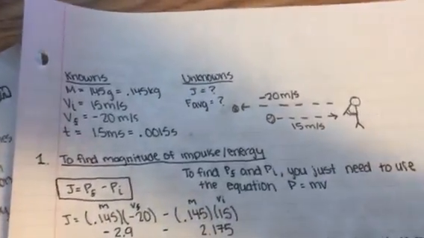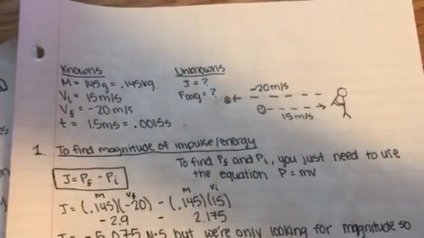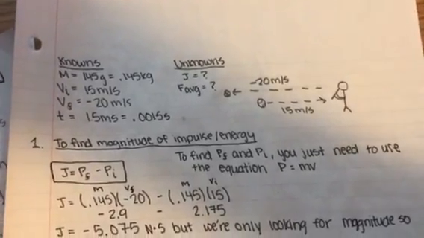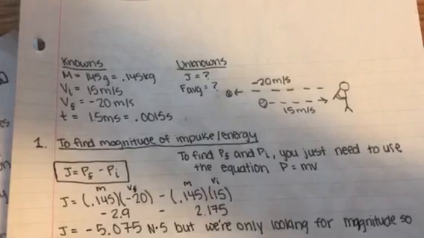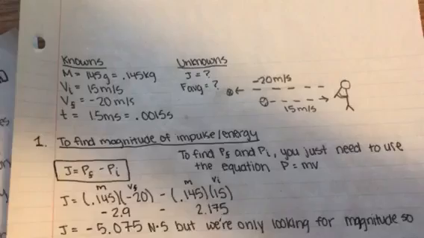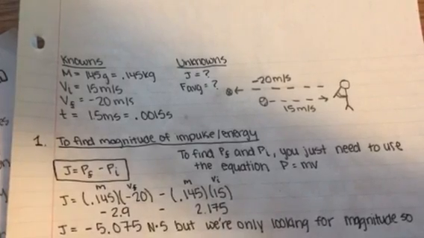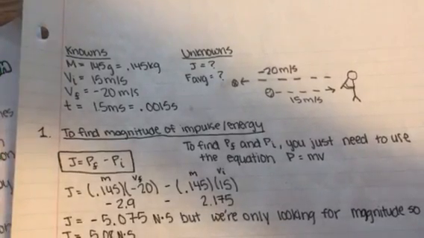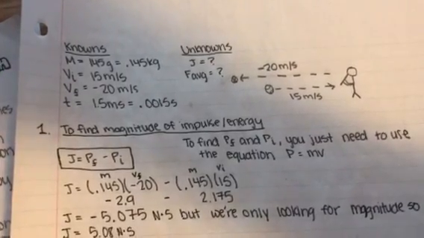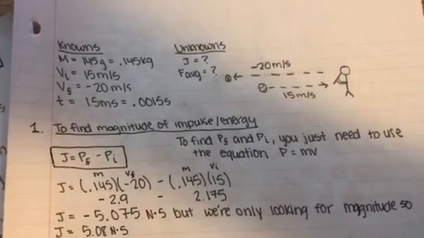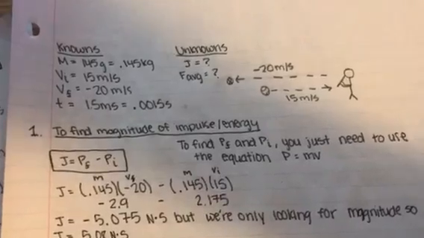As for knowns, the problem shows us that the mass of the ball was 145 grams, which is equivalent to 0.145 kilograms. As for initial velocity, it was 15 meters per second from when the ball went towards the batter. For final velocity, it was negative 20 meters per second due to the batter hitting the ball in the opposite direction. As for time, the time was given to us in the second question, which meant the ball in contact with the bat lasted 1.5 milliseconds, which I converted to 0.0015 seconds.